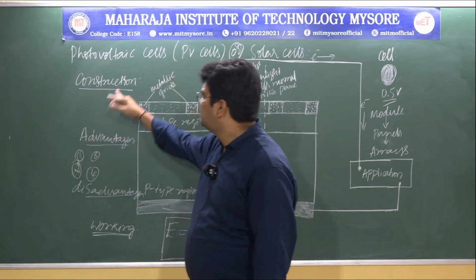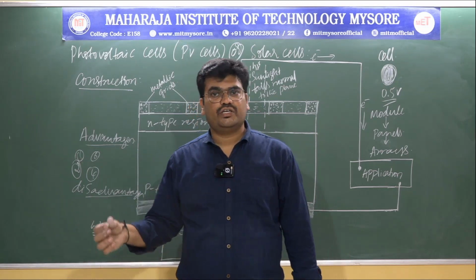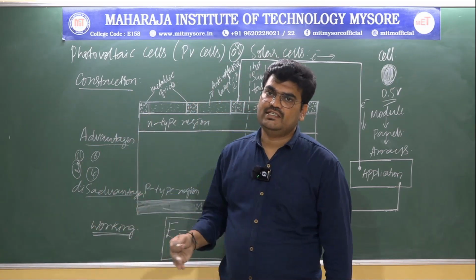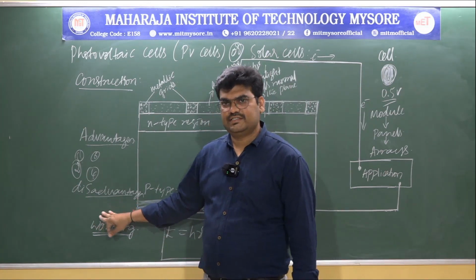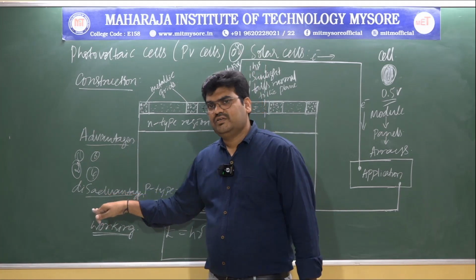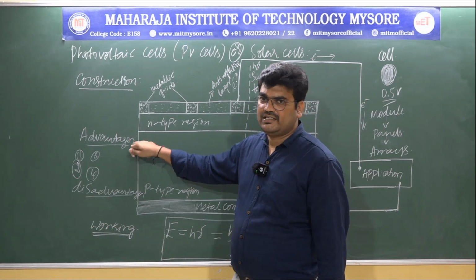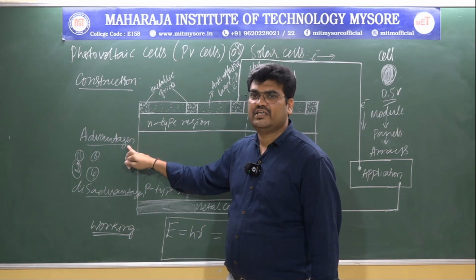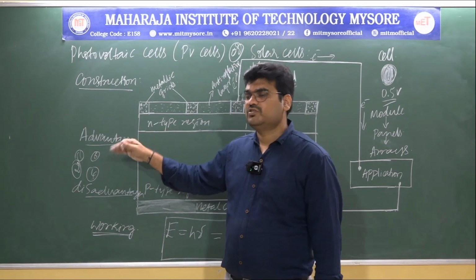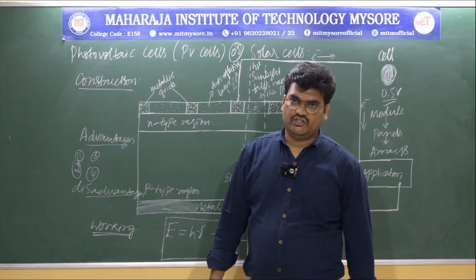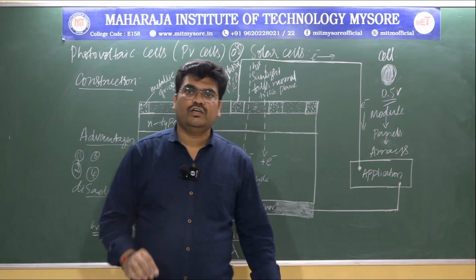And the last disadvantage is that these photovoltaic cells produce only DC current, and if you want to store it, it must be converted into AC current. So these are the disadvantages of these solar cells. Even though there are some disadvantages, as it is a renewable source of energy, freely available, inexhaustible, and environmentally friendly, we have to motivate people to generate more and more solar energy. So this is all about the explanation.